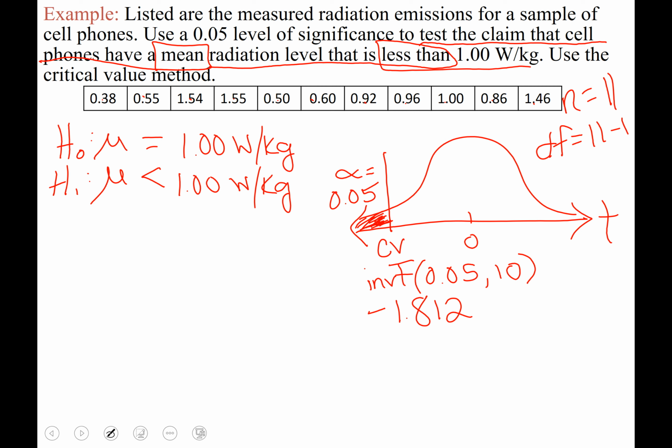Okay, so our critical value is negative 1.812. Next thing we need to do to implement the critical value method is find the test statistic. And we find the test statistic by running the t-test. Other options were 1-PropZTest and ZTest, but because we didn't know sigma, we've already determined that we're using the Student t distribution, so we're going to run the t-test.